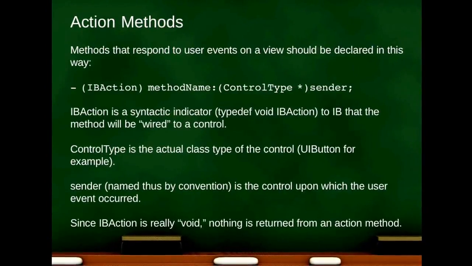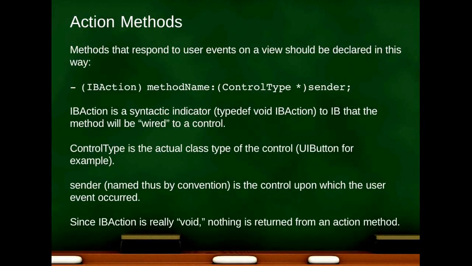So now the other side of the coin is action methods. Methods that respond to user events on a view should be declared in this way. We see that these are instance methods, the dash rather than the plus at the beginning. And then we have this strange return type, IBAction. We'll talk about that in just a moment.